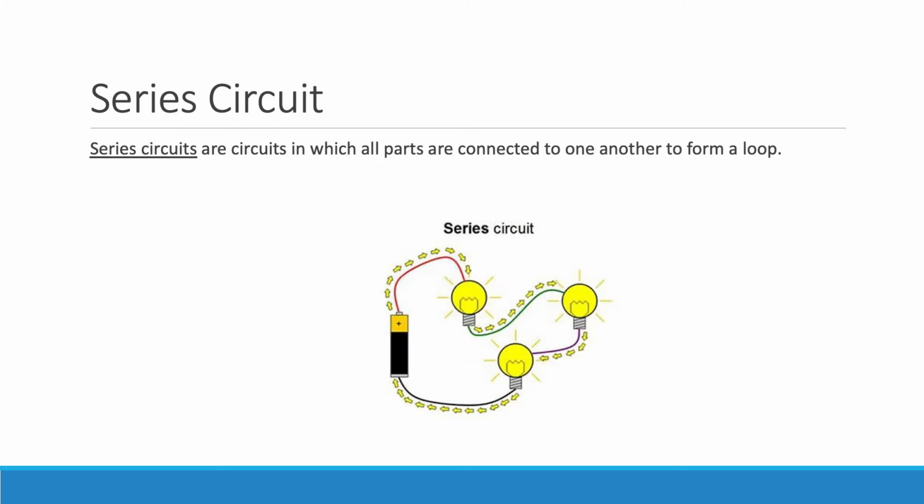There are two different kinds of circuits, series circuits and parallel circuits. Series circuits are circuits in which all parts are connected to one another to form a loop. Once the electric current flows through one part, it will move on to flow through the next, and so on and so on. For example, the lights people hang on their Christmas trees are series circuits.